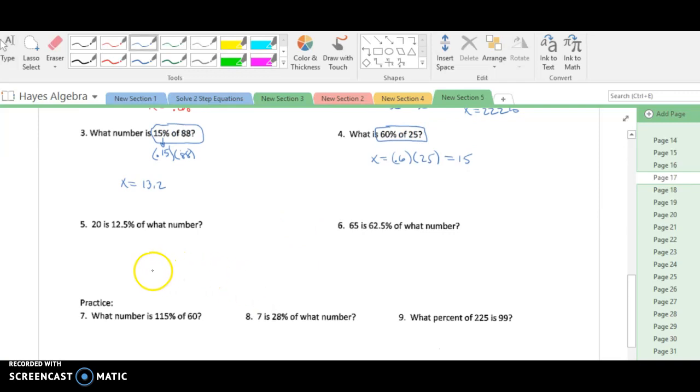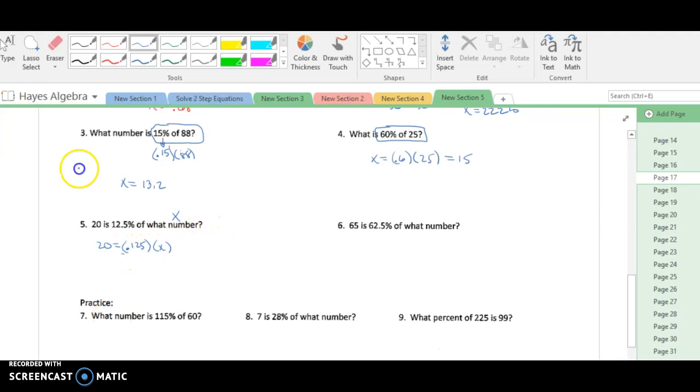Now, here's the tough one. 20 is 12.5% of what number? So we know the number x is your variable. So when we set this up, 20 is tells us to put the equal sign. 12.5% as a decimal is going to be 0.125. And then of what number? Well, I'm going to multiply that by x.